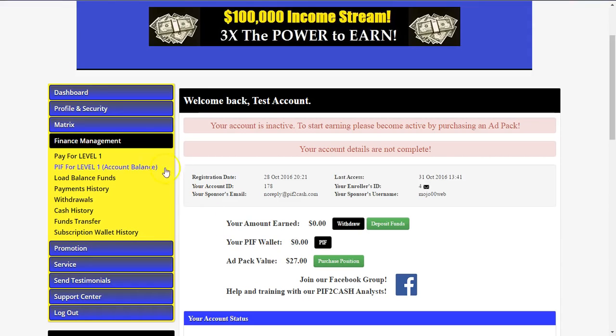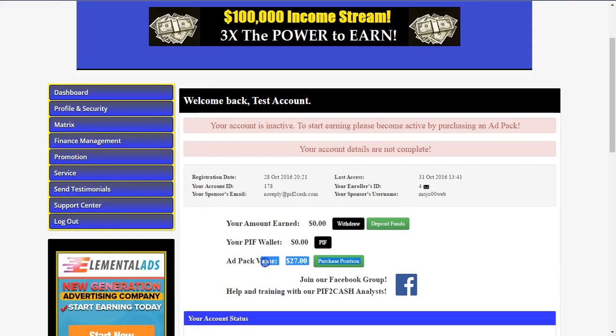Also below that we have your ad pack value. We're just talking about the cost of an ad pack here. That is $27. That is for every position, including PIF positions. Every position costs $27 and you always go through a level 1. All right. So when we talk about what you need to do as far as getting started, the main thing that you're going to want to do is purchase an ad pack.